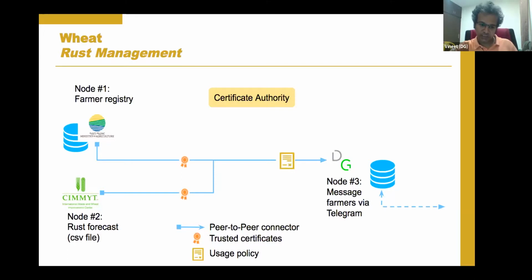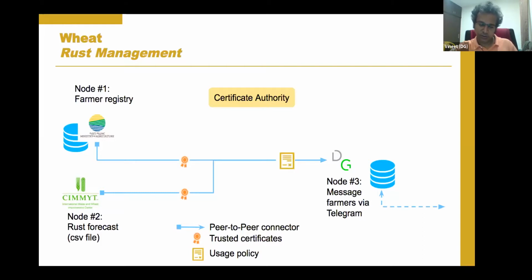So this forecast is a global model and is run by various nations, and this model gives the incidence rate and the severity of wheat rust, and the farmer registry gives the details of the farmers. The consumer here is Digital Green, which combines the data based on the location. So I have the location of where, and how much is the damage or the severity of wheat rust, and I have the information about who the farmers are in that particular location.